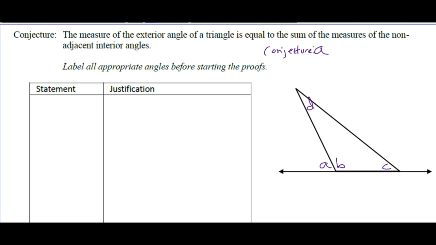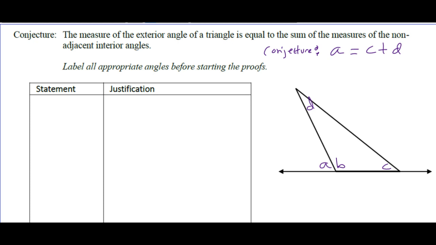A, the exterior, is equal to the sum of the non-adjacent. So notice, B is beside A. It's adjacent. So it's the sum of the non-adjacent. So the conjecture is that A is equal to C plus D. Right? That angle A, this exterior angle, is equal to the sum of the non-adjacent, not beside it, which is C plus D.